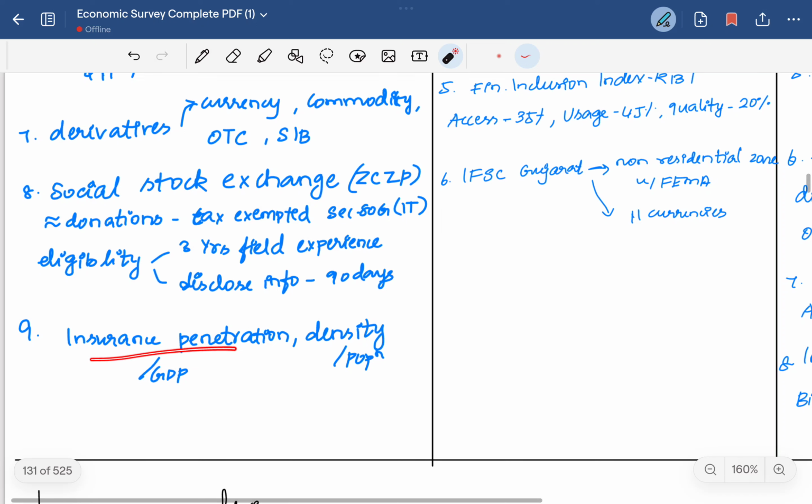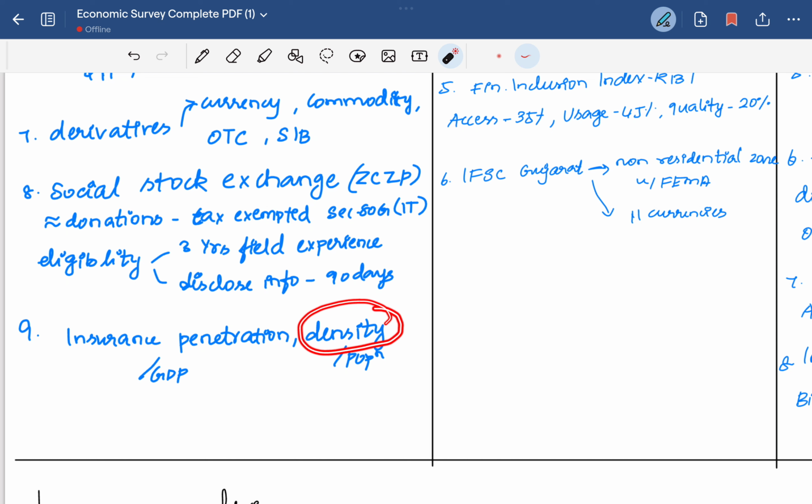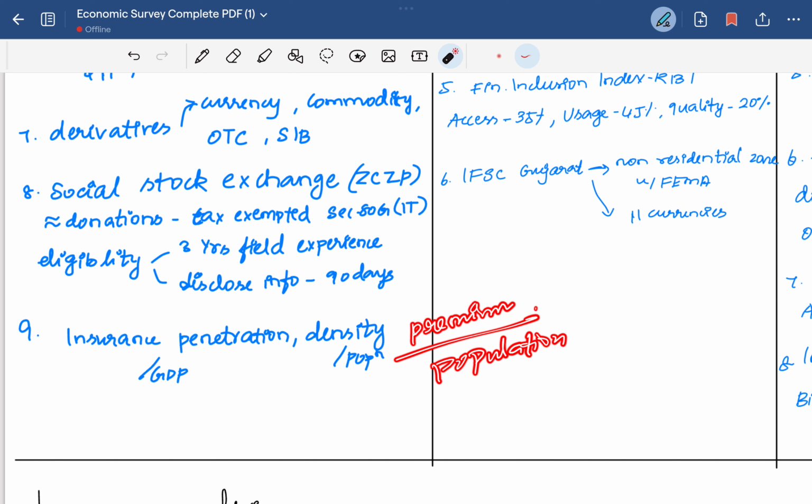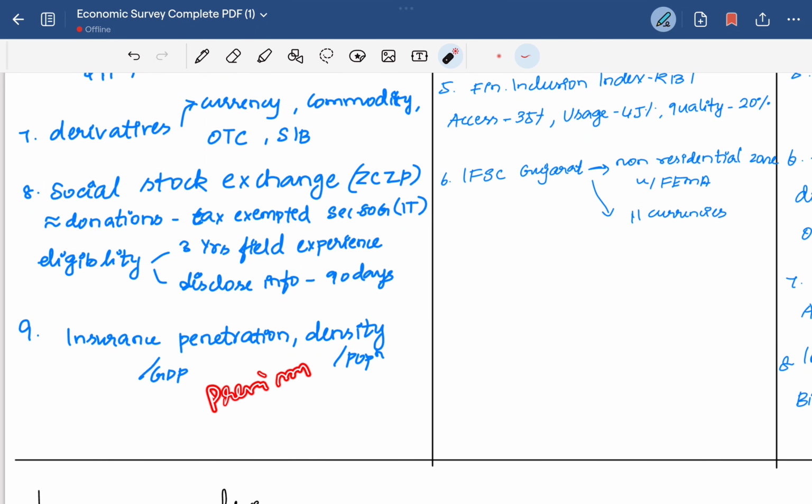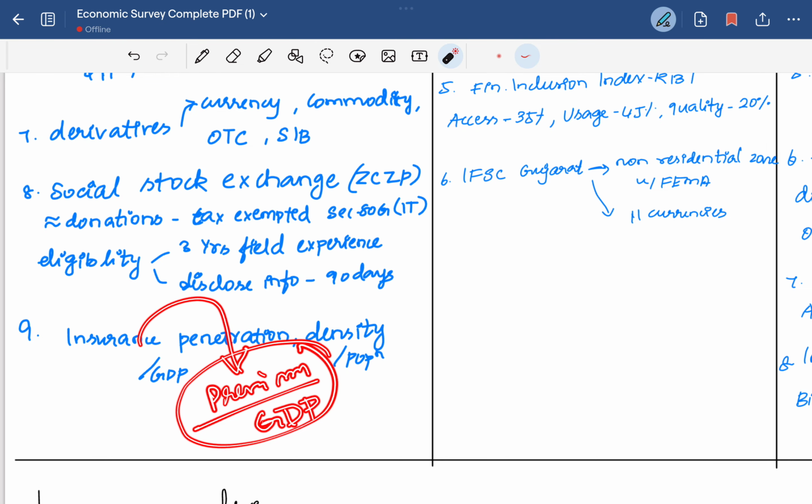Then the insurance penetration and the insurance density. First, coming to density: we can relate the word with population density, so that you can link it with population. Insurance density is how much insurance premium is collected with respect to the population. Then insurance penetration is the total amount of premium with respect to the total GDP of the country.